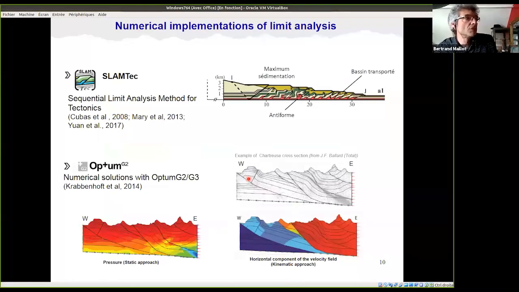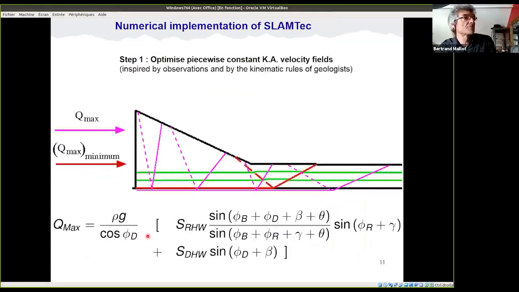We have two major implementations of limit analysis that we're using. There's a homemade software called SlamTech, sequential limit analysis method for tectonics, with an example here. And the well-known Optum G2 and G3 software, with examples here, where there is a meshing, and here there's no meshing. And therefore we can put any type of material properties we want. We can define faults, push from the left side or from the right side to the left, and produce through the kinematic approach a velocity field showing the active faults. And through the static approach, the stress field, here the pressure. So the SlamTech way of working is the following.